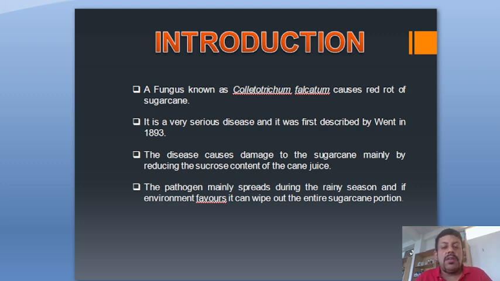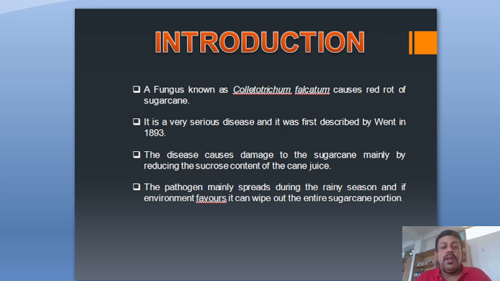The disease causes damage to the sugarcane, mainly by reducing the sucrose content of the cane juice. We know the sugarcane is mainly popular for yielding the sugar juice, that is the sucrose. So that is the main reason for the pathogen to attack the sugarcane, because it gets a lot of sugar. When the pathogen gets a lot of sugar content, then definitely the host will be much more susceptible to the attack of various pathogens.